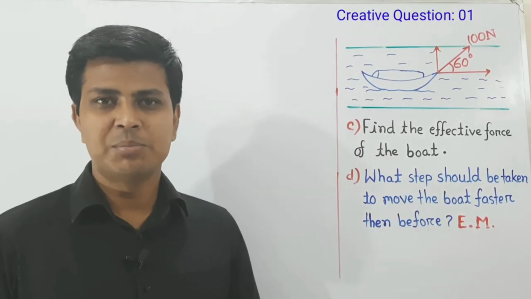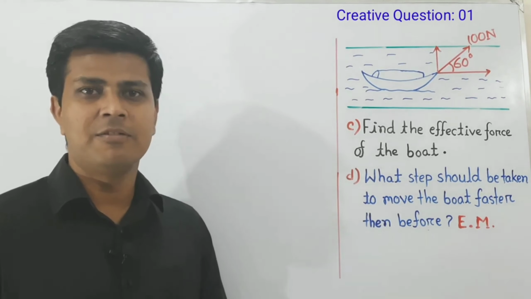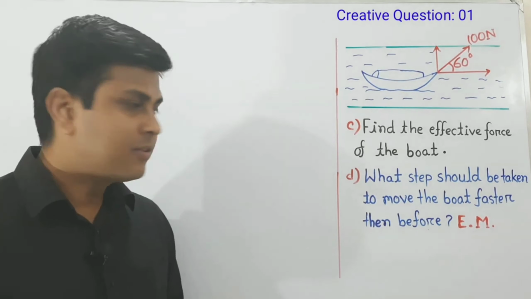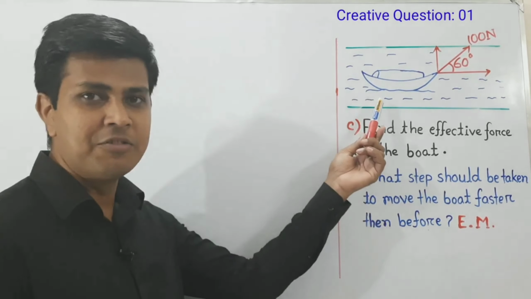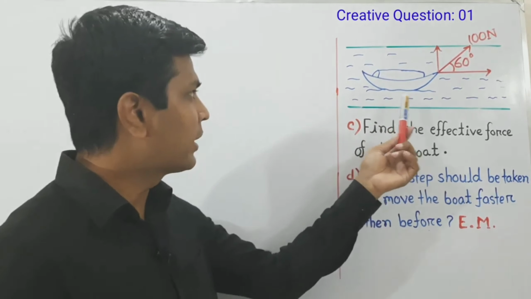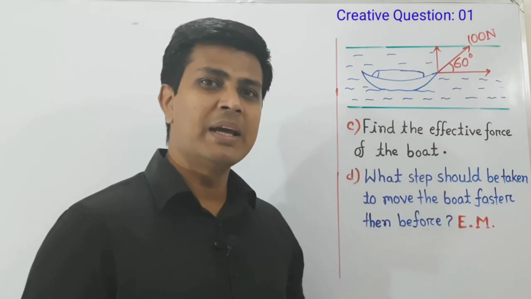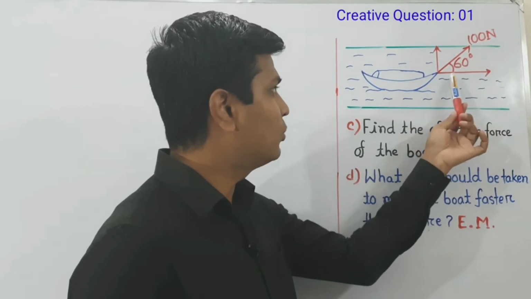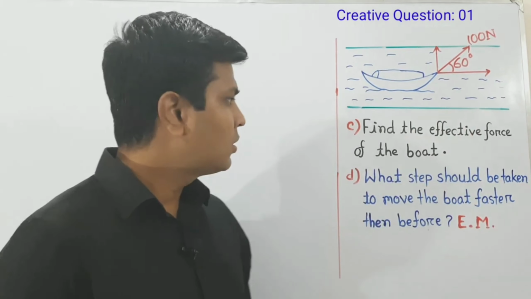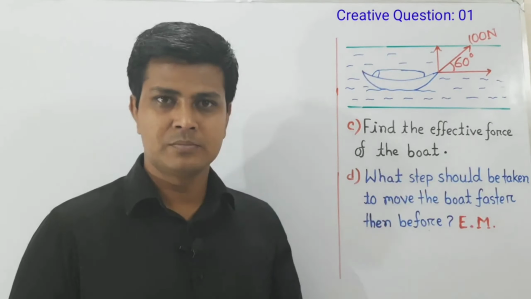Now I am going to solve two creative questions on our today's topic, the application of vector resolution. Let's see the first creative question. In the first creative question, you can see a river, and in the river, you can see a boat. The boat is towing with a force of 100 Newton, making an angle of 60 degree with the horizontal plane. This is the stem. Now, question number C is: find the effective force of the boat.